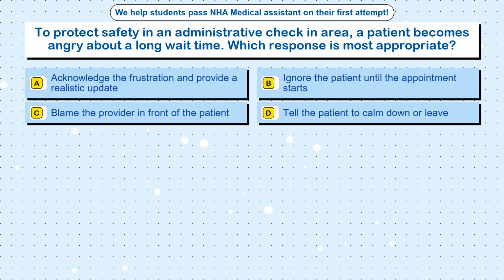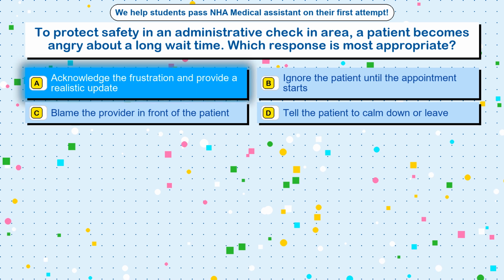Question 51. To protect safety in an administrative check-in area, a patient becomes angry about a long wait time. Which response is most appropriate? Option A, acknowledge the frustration and provide a realistic update. Option B, ignore the patient until the appointment starts. Option C, blame the provider in front of the patient. Option D, tell the patient to calm down or leave. The correct answer is option A, acknowledge the frustration and provide a realistic update.